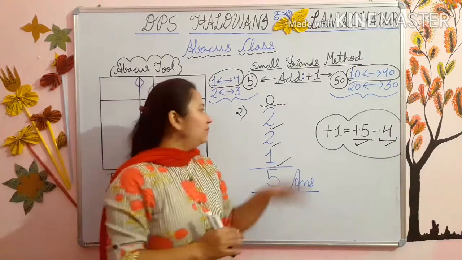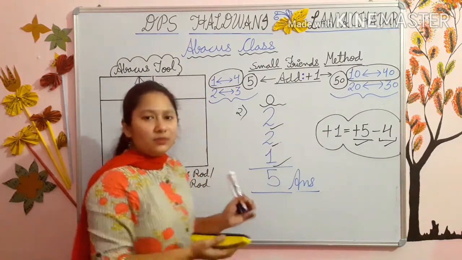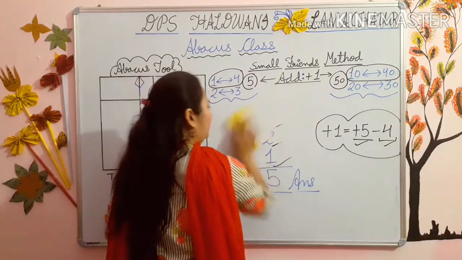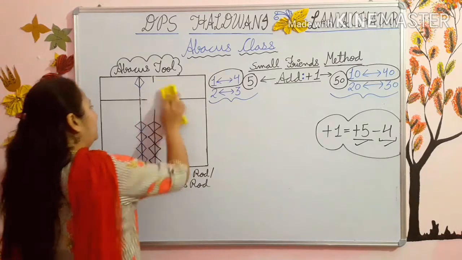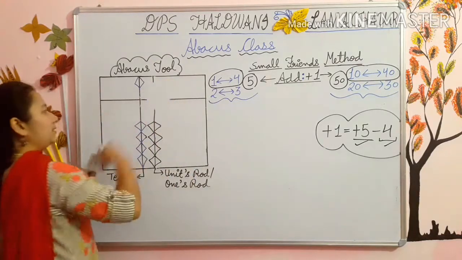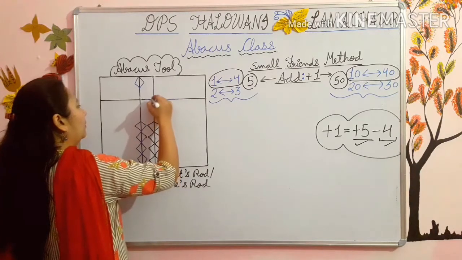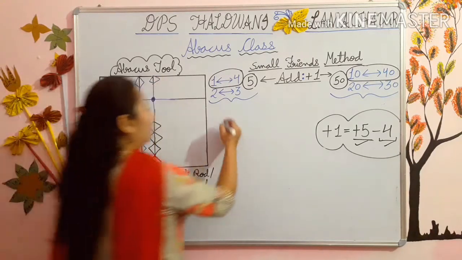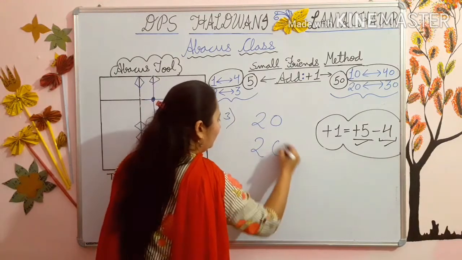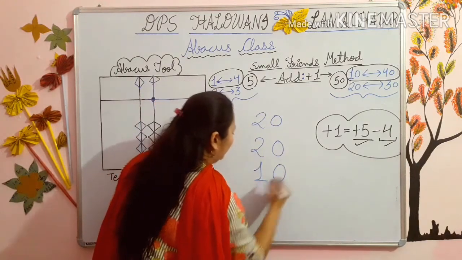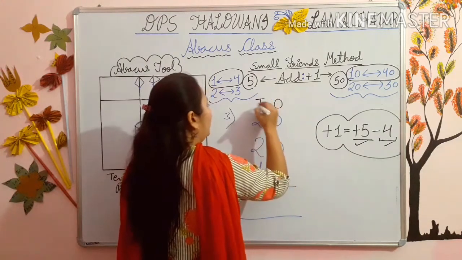So now kids, we will go for this now. So our third sum now. Set your abacus, upper beads up, lower beads down. Twenty, 10. This will go in 1's rod, this will go in 10's rod.